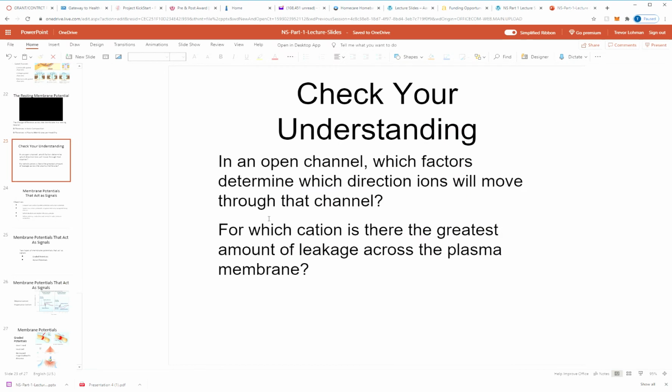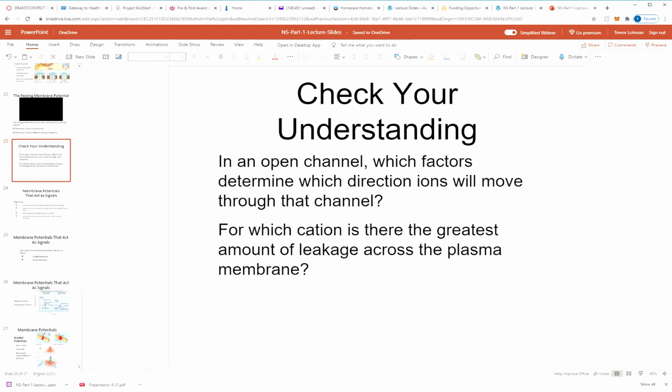In an open channel, which factors determine which direction ions will move through that channel? So that's going to be their chemical gradient or concentration gradient and their electrical gradient. So we sometimes call that the electrochemical gradient.